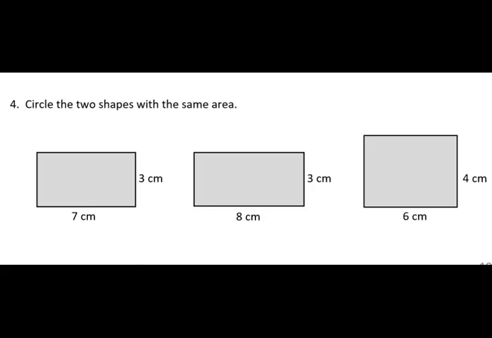The last section says circle the 2 shapes with the same area. So just as a reminder, to find area, we're going to take the length times the width. In my first rectangle, I have 7 times 3, so that will be 21 square centimeters. The second rectangle, I have 8 times 3, that would be 24 square centimeters. In my last rectangle, I have 6 times 4, and that would also be 24 square centimeters.